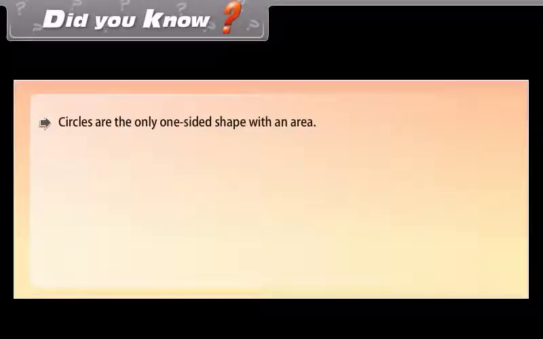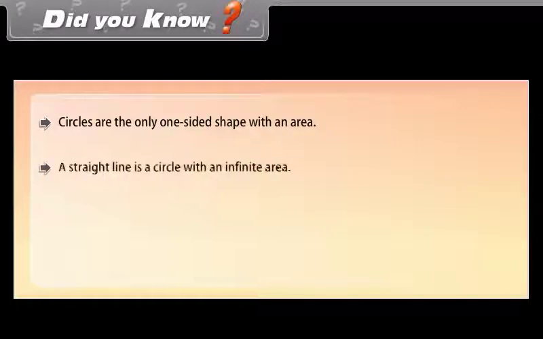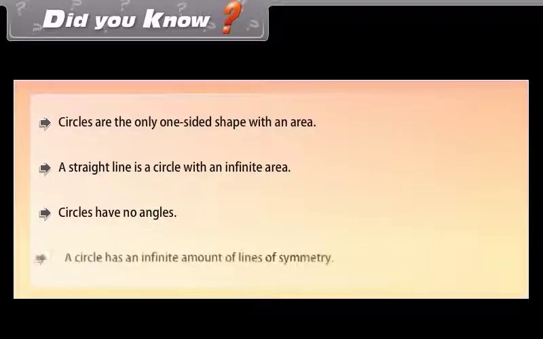Did you know, circles are the only one-sided shape with an area. A straight line is a circle with an infinite area. Circles have no angles. A circle has an infinite amount of lines of symmetry.